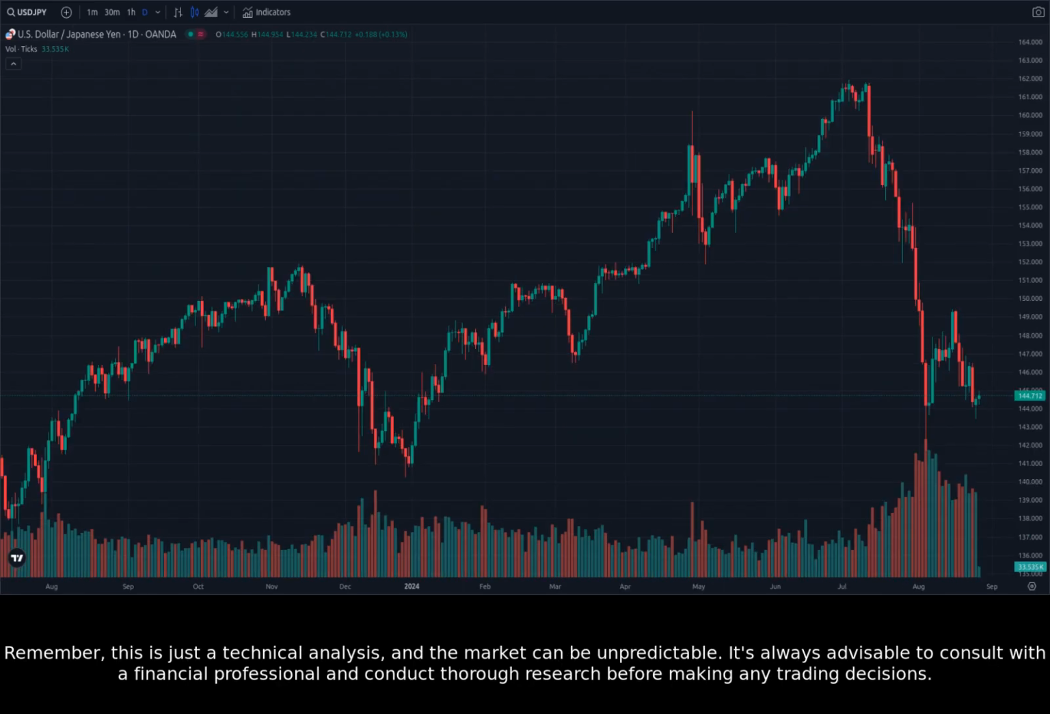Remember, this is just a technical analysis and the market can be unpredictable. It's always advisable to consult with a financial professional and conduct thorough research before making any trading decisions.